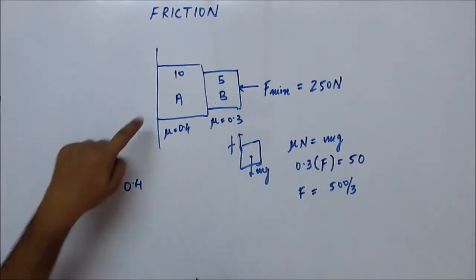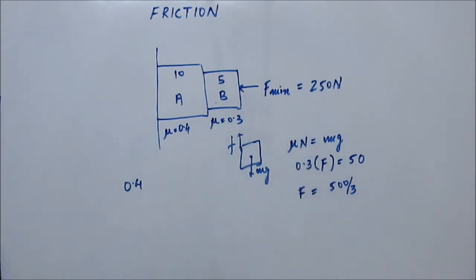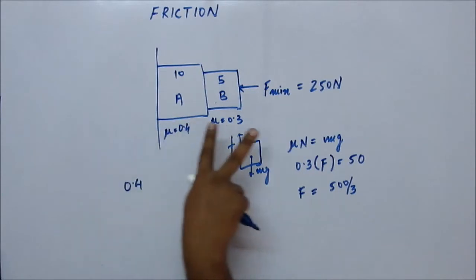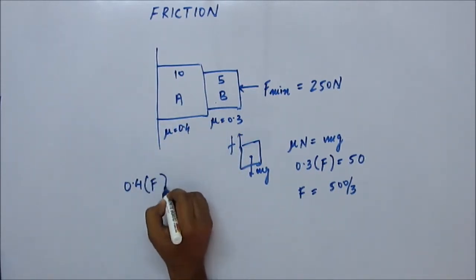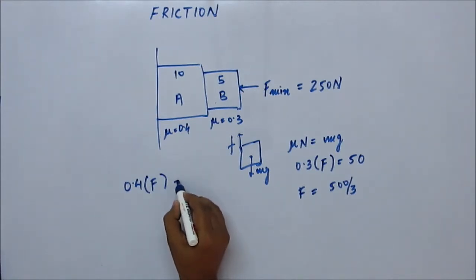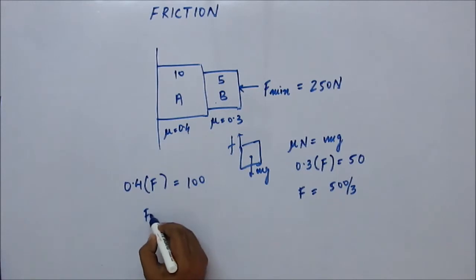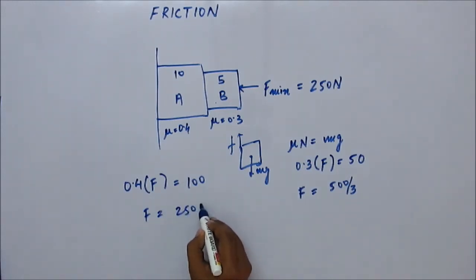Okay, now if A is not moving relative to this wall, then again the mu is 0.4. The normal reaction at this surface will again be the same as the applied force. We can see that from the FBD, the horizontal forces must balance. So the normal reaction again is equal to the applied force and this should be equal to mg, 100. From here the F comes out as 250 Newton.